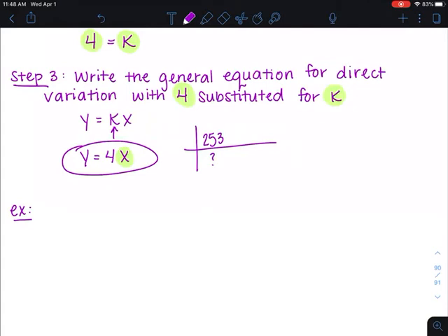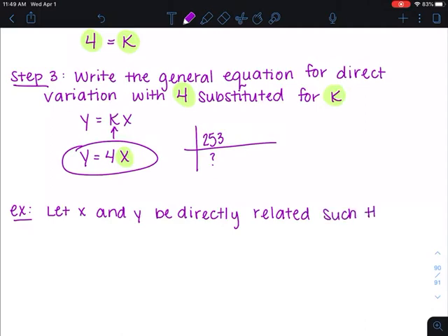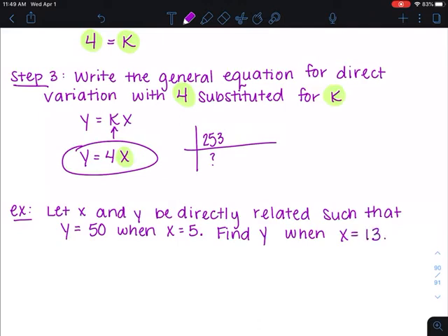Now, sometimes they're going to give you certain information, and you're trying to solve for what they're asking you to. So let's look at a different example. It says, let x and y be directly related such that y equals 50 when x equals 5. Find y when x is 13. When x equals 13.